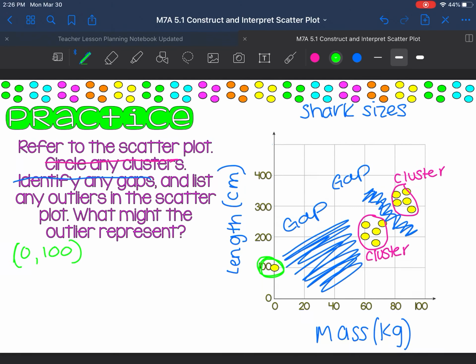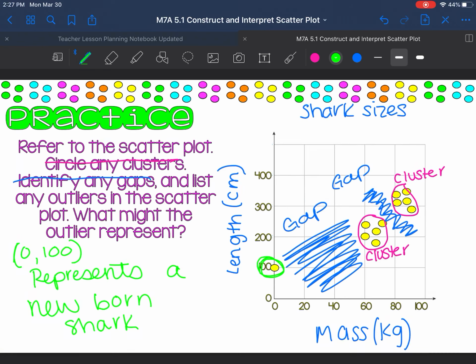Now, it says, what might this outlier represent? All right, let's think about it. So we're looking at shark sizes. I got mass, that's how much they weigh, and how long they are. Maybe 0, 100 represents a new baby shark, a newborn shark. It wouldn't weigh a whole lot. It may even weigh just tenths or thousandths or 10,000ths of a kilogram. But it would still be pretty long, so that could represent what your shark sizes are.